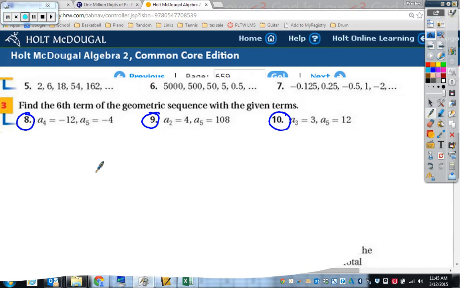Alright, so I want you to go ahead and try to do numbers 8, 9, and 10, same way we just did. Notice that number 8 has consecutive integers, a sub 4 and a sub 5, so you should be able to find the r really quick on this. Go ahead and hit pause on the video and try all those, and then go over the answers.